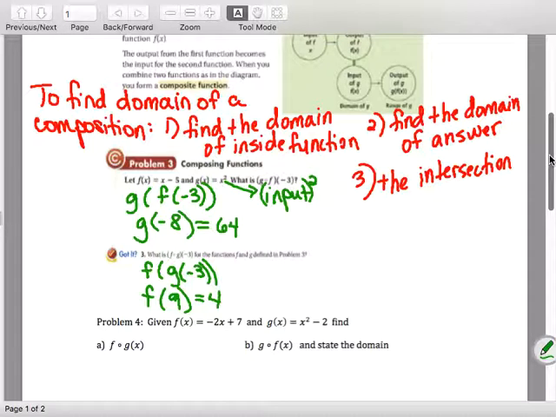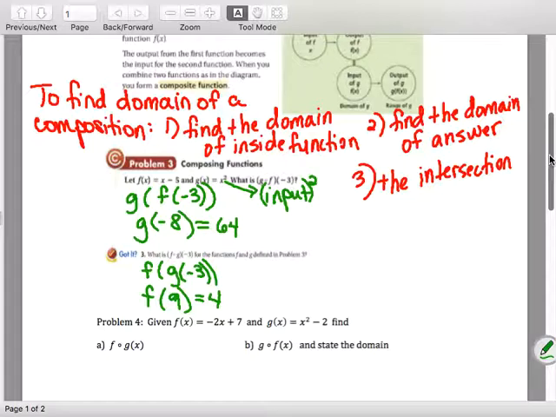Now I want to pause a moment and ask you a question. Do you know how in Algebra 1 and even earlier this year in Algebra 2, we've talked about things that were commutative? We said addition is commutative. 3 plus 5 is the same as 5 plus 3. Multiplication is commutative. 3 times 5 is the same as 5 times 3. Subtraction is not commutative. 3 minus 5 is not the same as 5 minus 3. Division is not commutative. 3 divided by 5 is not the same as 5 divided by 3.